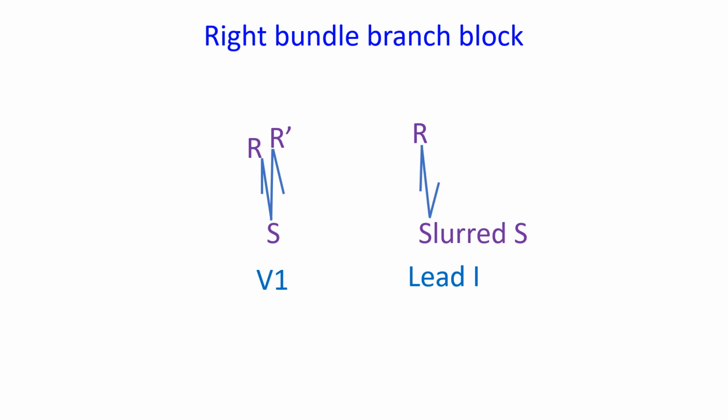Slurred S wave in lead 1 also represents delayed activation of right ventricle. The negative wave is because lead 1 is oriented towards the left ventricle. Increased QRS duration is also due to the delay in activation. If the QRS duration is less than 120 milliseconds, with the same RSR prime pattern, it is called incomplete right bundle branch block pattern or IRBBB.